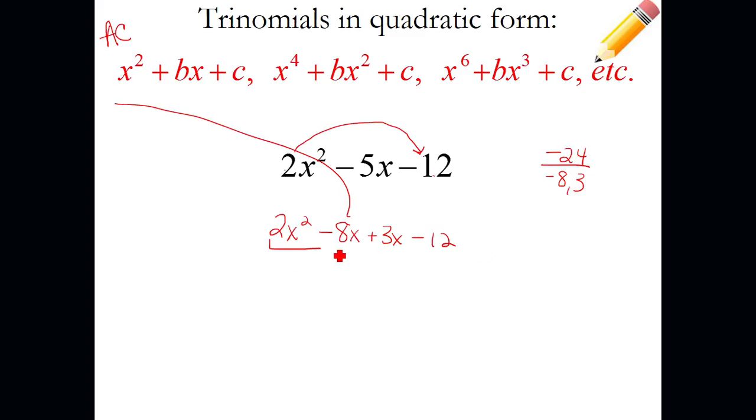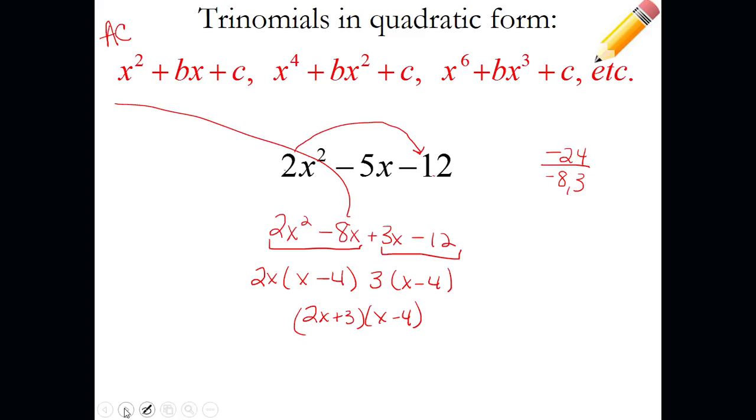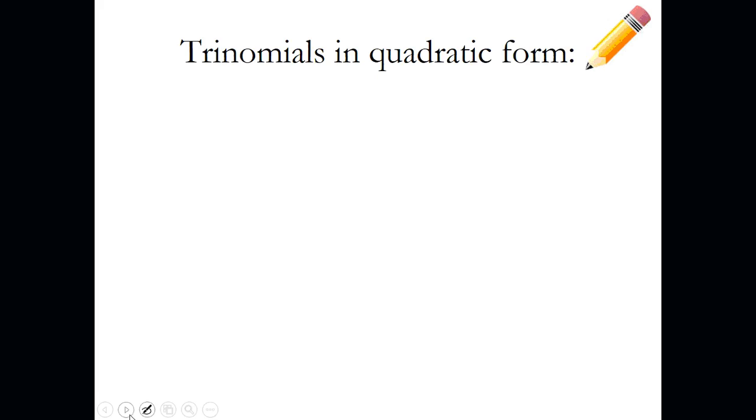And I'll group again. What can I divide out of those two? 2x, leaving me with x minus 4. What can I divide out of these two? 3, leaving me with x minus 4. So my 2 factors are 2x plus 3 and x minus 4. Okay, that's trinomial factoring, what you do when you have 3 terms. Now let's take a look at another trinomial factoring, but those exponents just got a little bigger, so the way we approach this one might change a little bit to start.